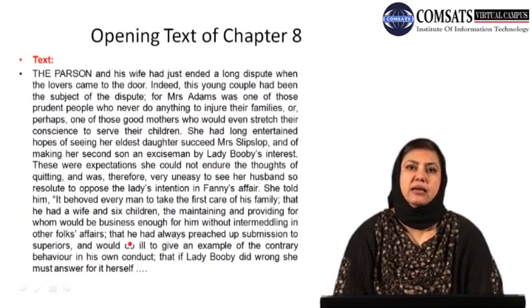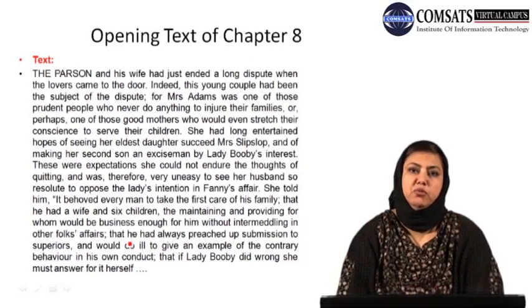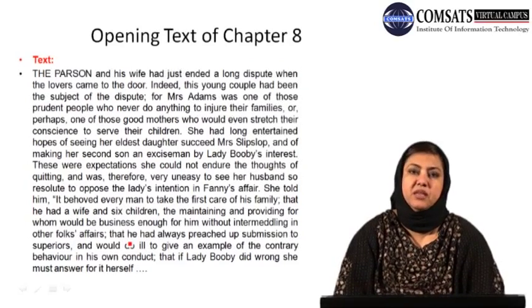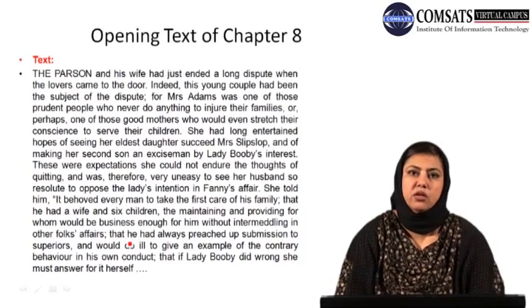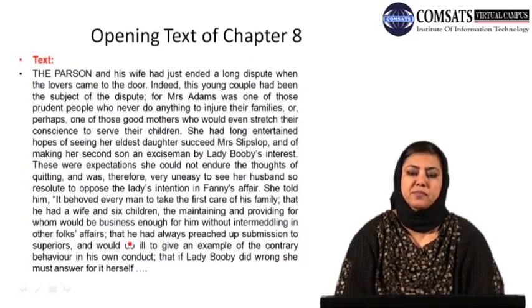The final argument that Mrs. Adams gives to Parson Adams is that even if Lady Booby is doing something wrong, she is answerable for that herself. So basically what she's trying to do is that she's trying to convince Adams that he should not take it as a burden on his conscience, and he should do what Lady Booby wants, because that is the only way she can get the advantages of getting her own daughter employed at the place of Mrs. Slipslop after her, and her second son as an exciseman at Lady Booby's decision or her orders.